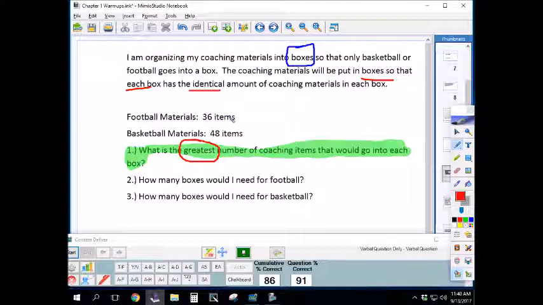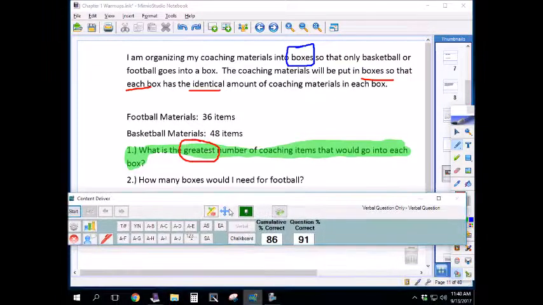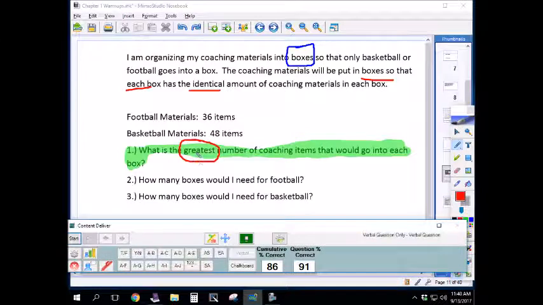What's up? So even if you don't see the word greatest, is it still possible for it to be a GCF question? Yeah, it might not say. It might just say what's the most or how many. Yeah, it could. It's all about putting into groups.